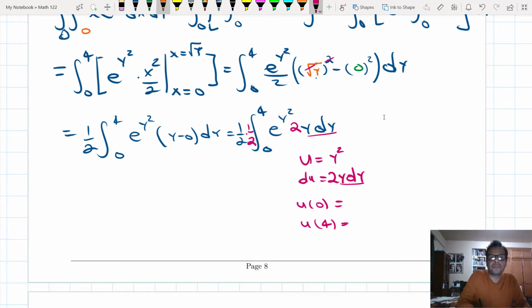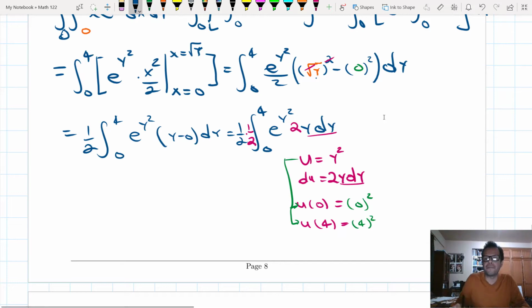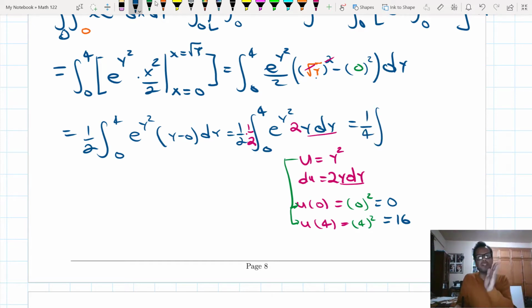So u of 0, essentially plug in 0 squared, and plug in 4 squared. This is going to give us 0 squared is 0, 4 squared is 16. So we are going to have the following. Number 1, multiply this half with that 1/2. That's going to give us a 1/4 times the integral with the new limits.